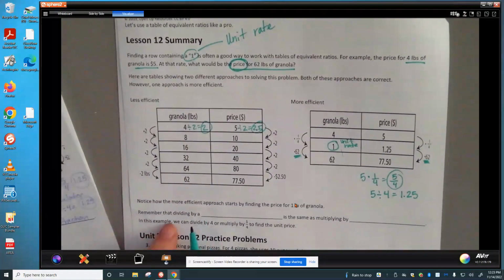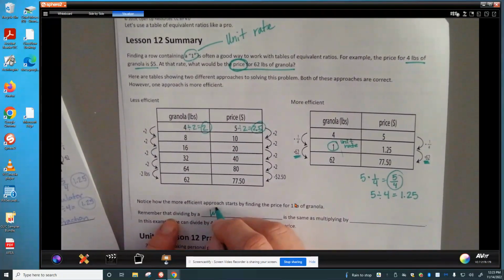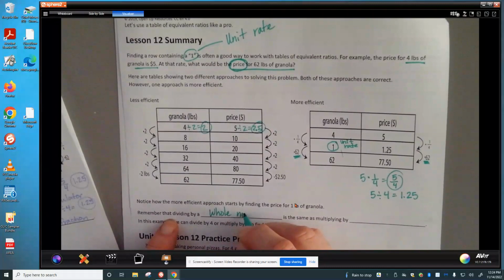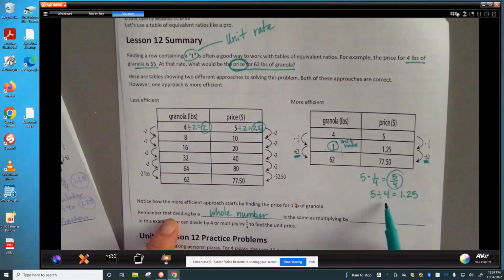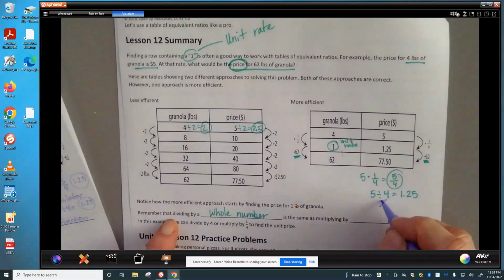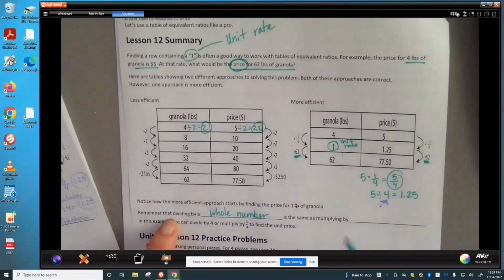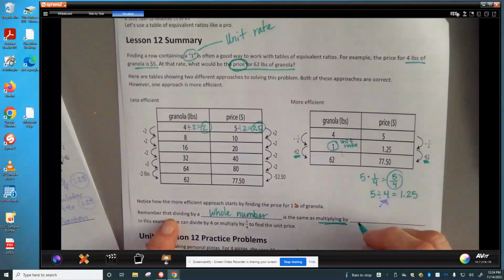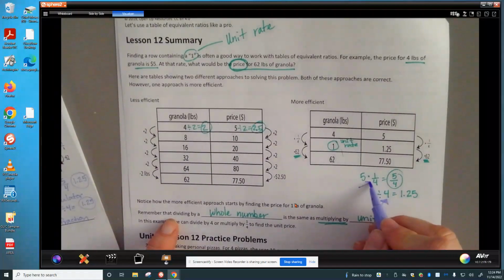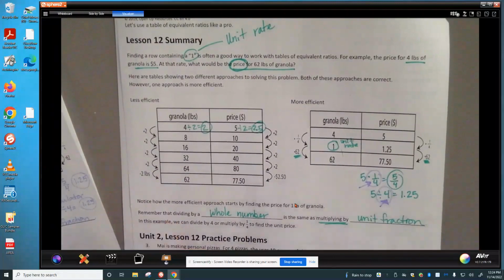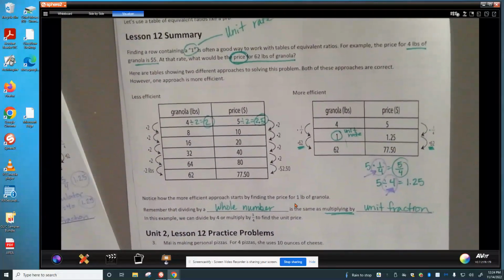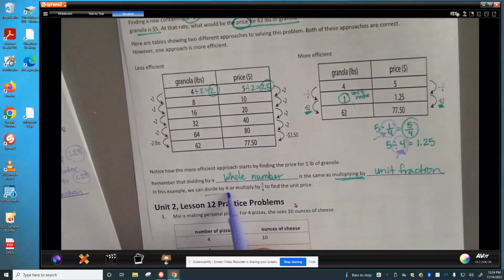So remember, when you are dividing by a whole number, for example, if we wanted to divide by 4, it is the same as multiplying by the unit fraction, which is that 1/4. All right. And they're giving you the same example. Divide by 4, multiply by 1/4.